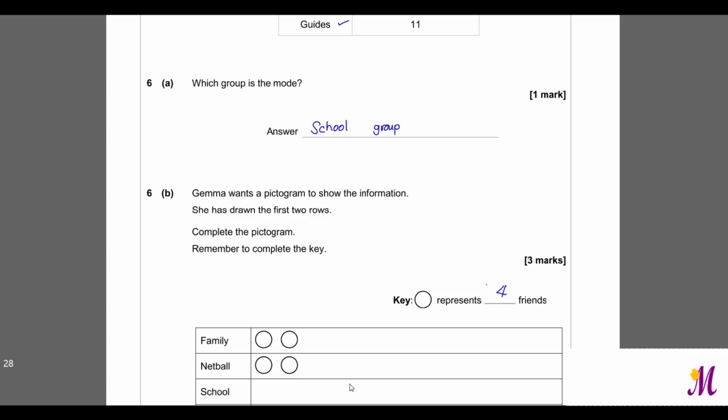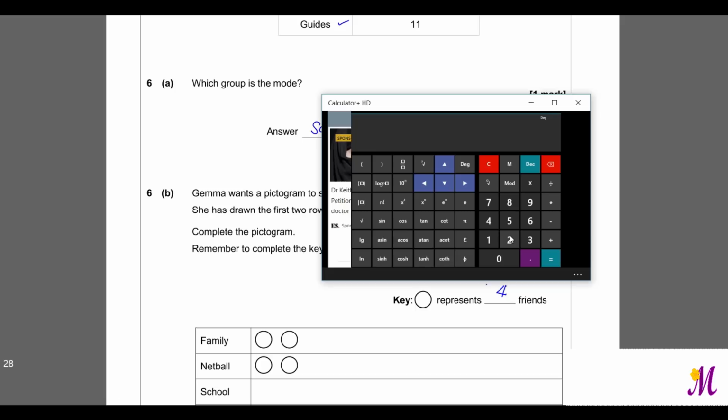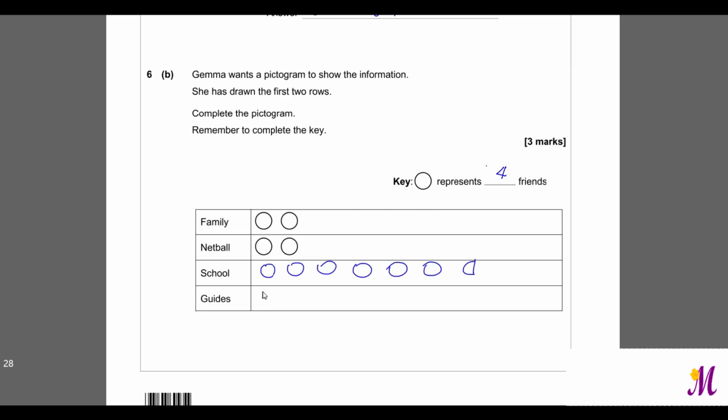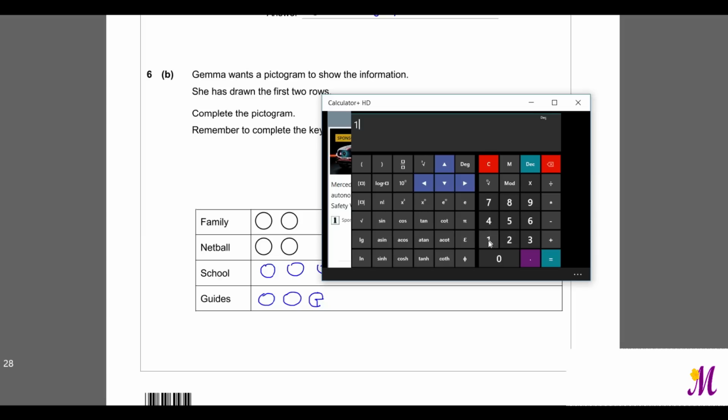Now for the school and the guides, she has 26 school friends. That means she will need to draw 26 divided by 4. So she will have 6.5 circles. 1, 2, 3, 4, 5, 6, and then a half circle. What about the guides? It's 11 friends. For the guides, we have 4, 8, and then 12, but she has only 11 there, so we make it a 3/4. Let's just make a quick confirmation from the calculator. So 11 divided by 4, it's 2.75. So this is it.